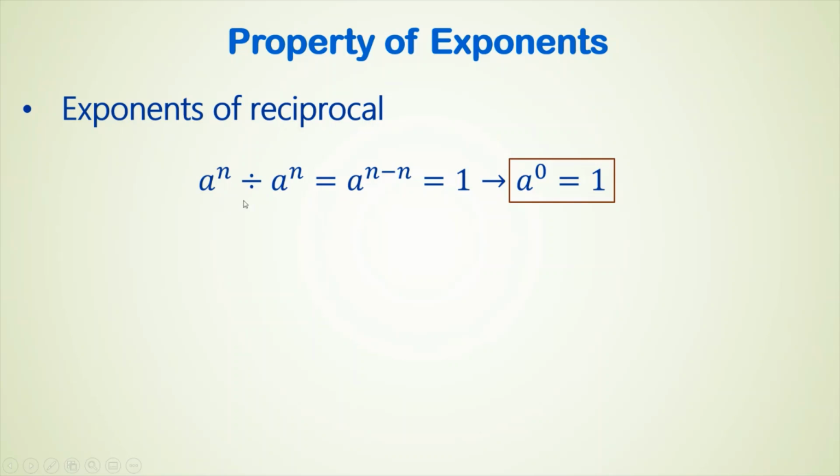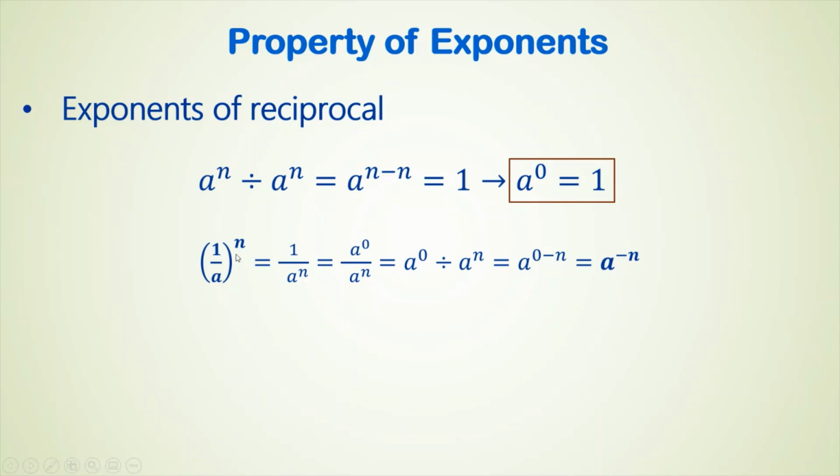Here we have two exponents of the same base divided from each other. And from previously, we know that's equivalent to a to the power of n minus n, which is a to the power of 0. So here we can derive that a to the power of 0 is equal to 1, since we know that this expression evaluates to 1. So any number raised to the power of 0 is always equal to 1.